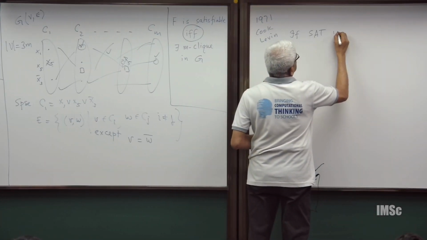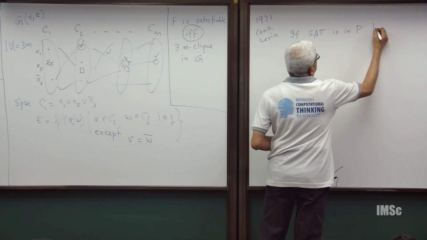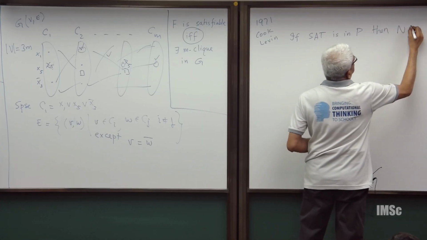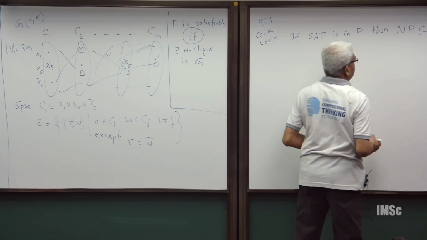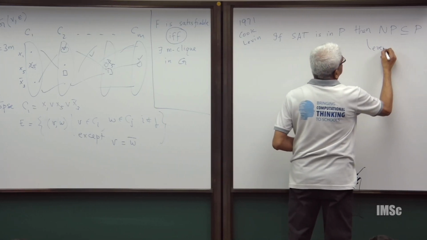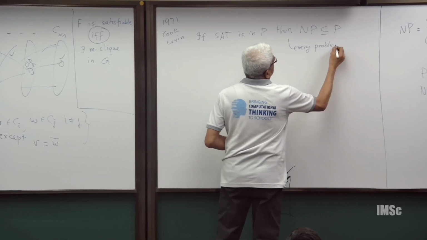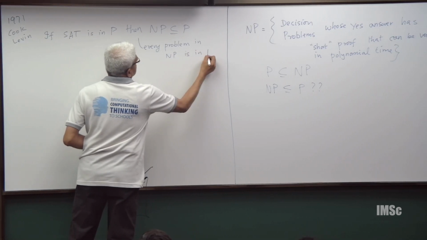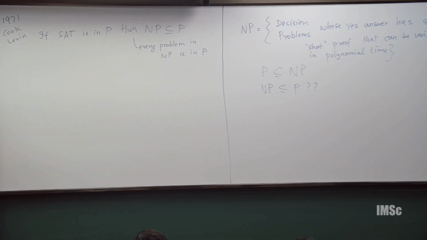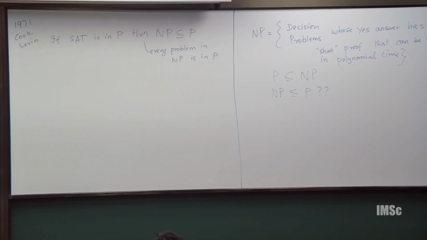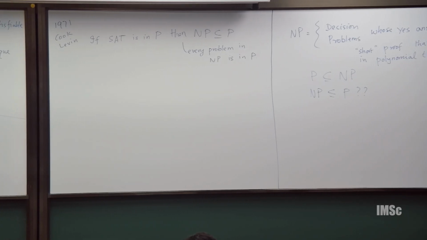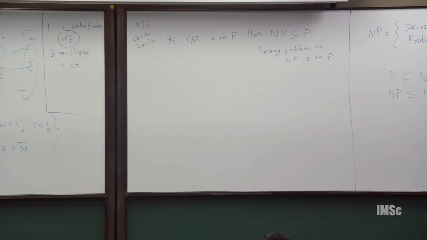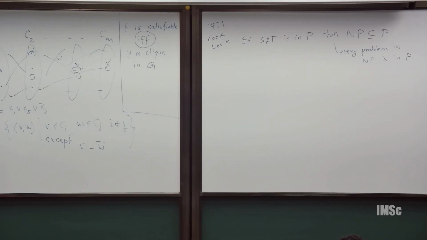is that if SAT is in P, then some very powerful statement is true. Every problem in NP is in P. Okay. So, what we showed here, we actually gave proofs here. If clique has a polynomial time algorithm, then independent set, vertex cover, SAT, they all have polynomial time algorithms. Okay. But Cook and Levin, this is a very celebrated theorem.